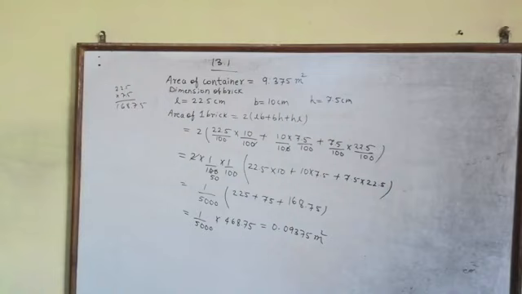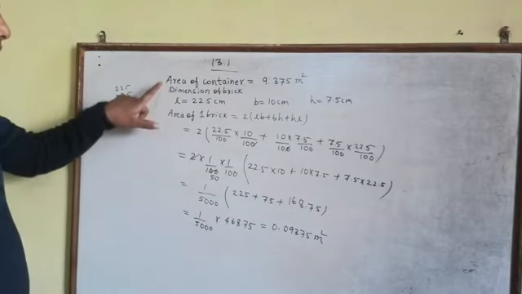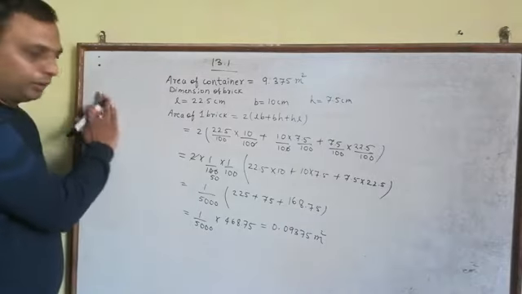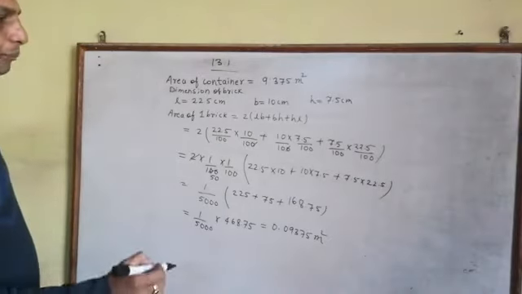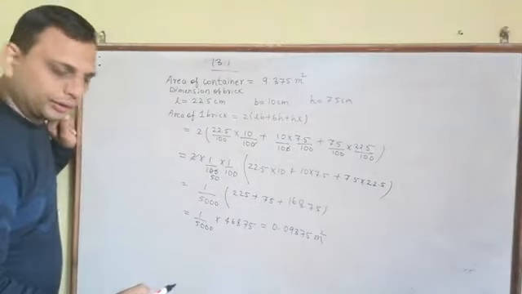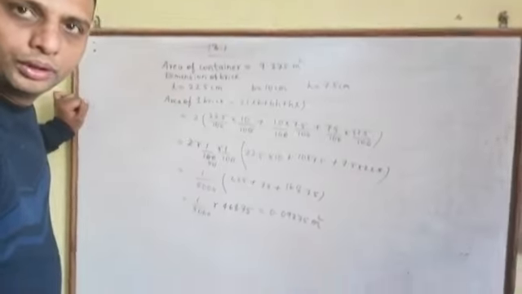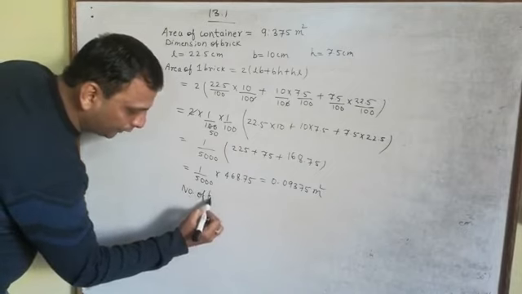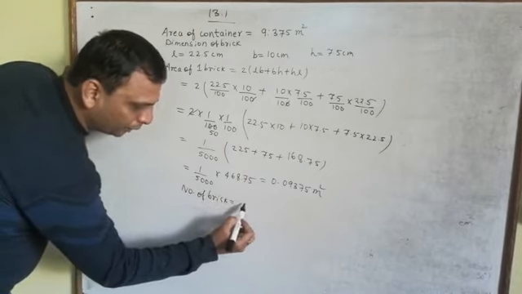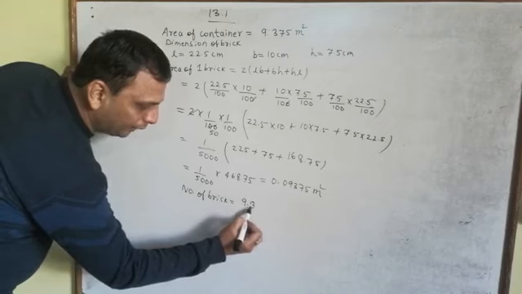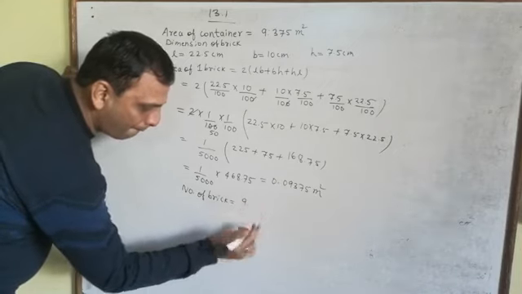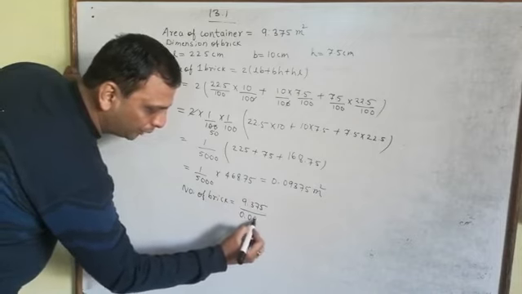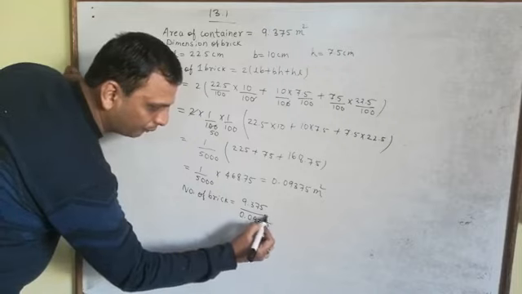0.39375 meters square is the answer. So this is the area of one brick and this is the area of the container. And so I already told, to find the number of bricks we have to divide these two values. So the number of bricks will be equal to 9.375 divided by 0.09375.